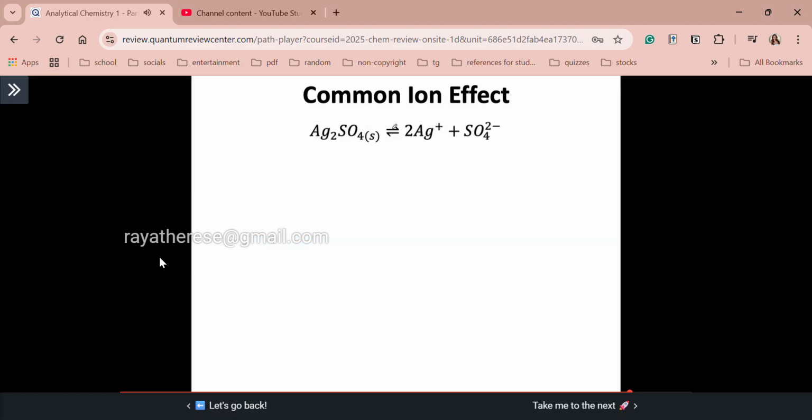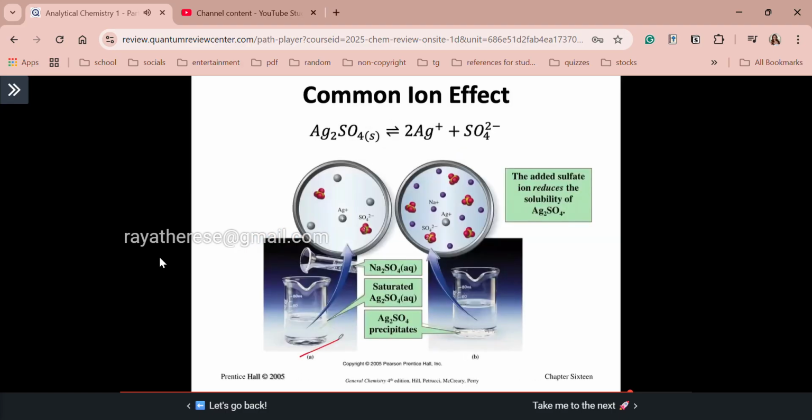Another example, precipitate here, silver sulfate. So ito class, ang initial or before. And then nag-add naman siya ng more sulfate, common ion. Ano nangyari? The system was stressed, it shifted towards the side of the precipitate, away from the ions. So more solid, less ions, again, decreasing, na-reduce ang solubility class. Among the three factors, it's just common ion effect, which decreases solubility.